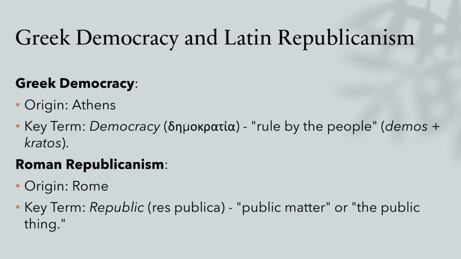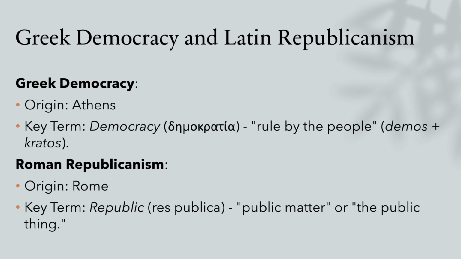Greece, and particularly Athens, is the birthplace of democracy. The word Δημοκρατία, democracy, comes from the Greek words Δήμος, demos, meaning people, and κράτος, kratos, meaning power or rule. This idea of rule by the people was revolutionary and is the foundation of modern democratic systems, including our own.